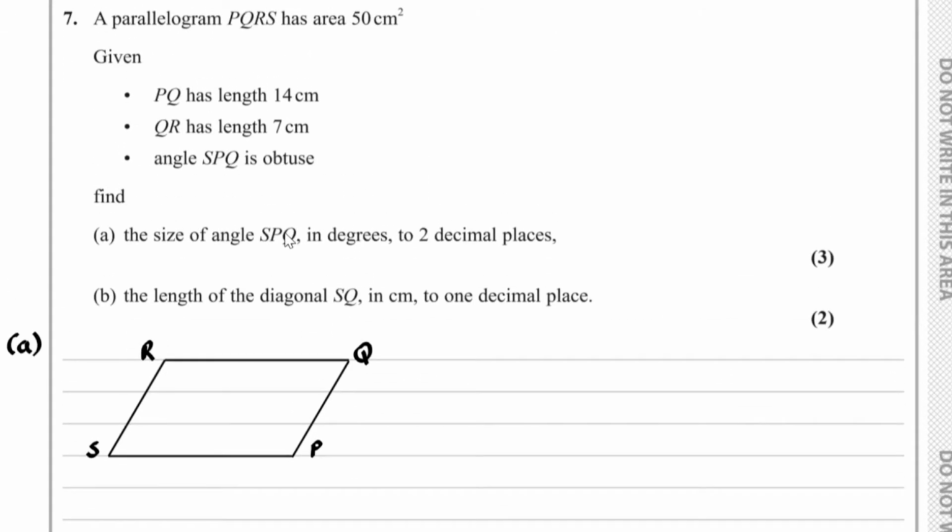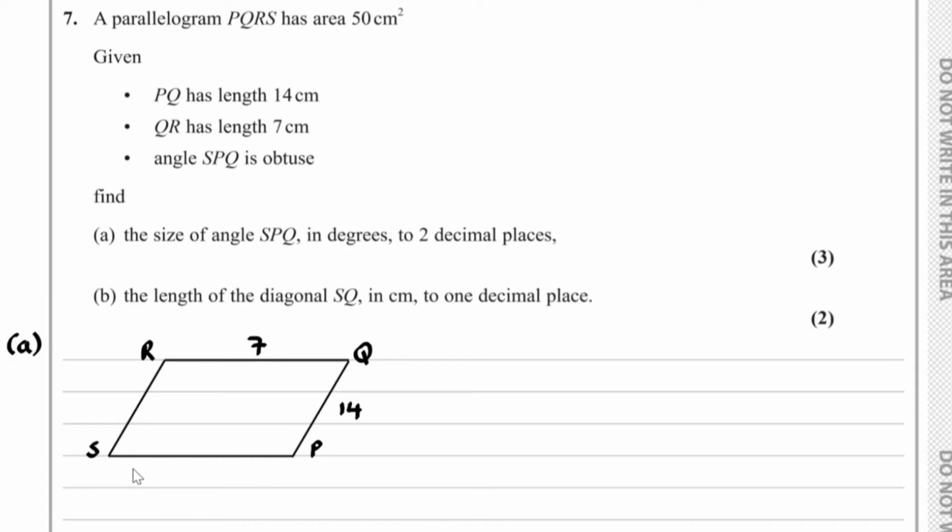We are given that PQ is 14 centimeters. We are also given that QR has length 7 centimeters. We are given SPQ is obtuse, and we have to find this angle here.